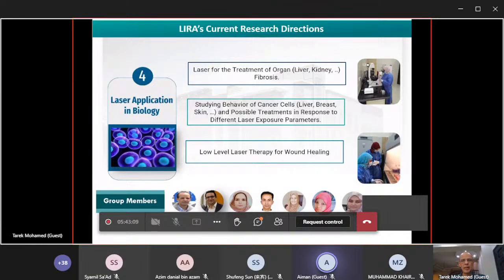Also, we have laser applications in microbiology and laser applications in biology, which cover three topics. Here we try to use the femtosecond laser for treating organs like the liver and kidney, and fibrosis like liver fibrosis, also studying the behavior of cancer cells. Also, we have some work on liver laser therapy for wound healing.